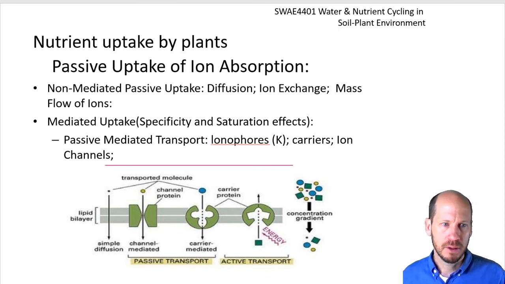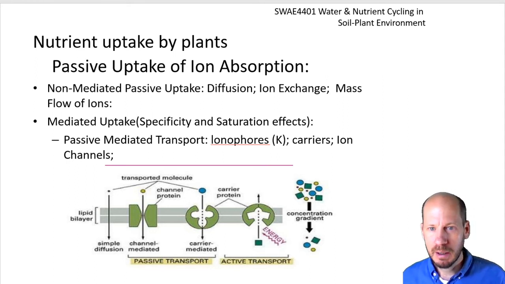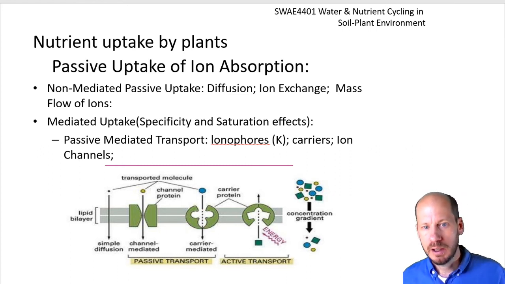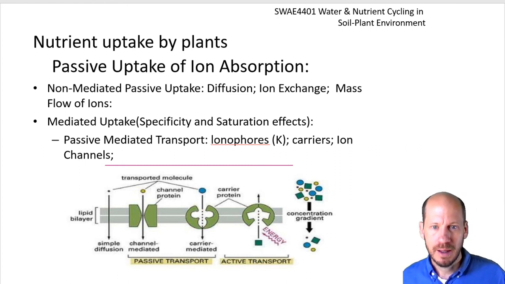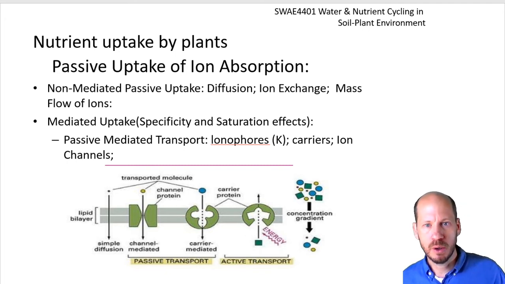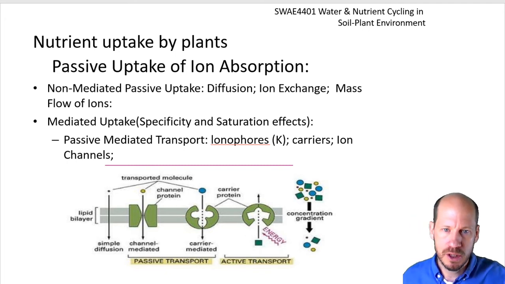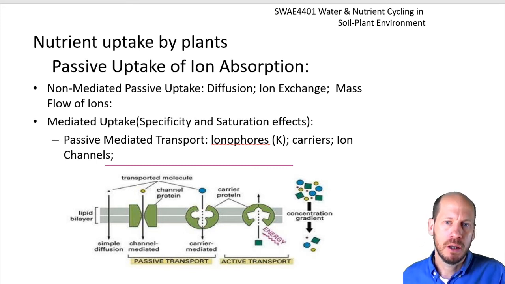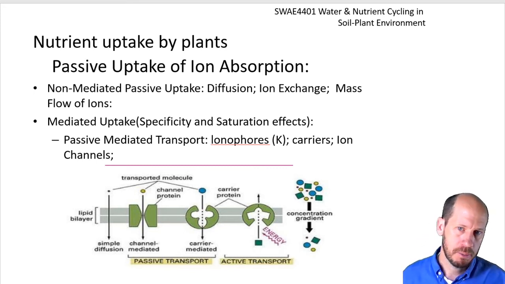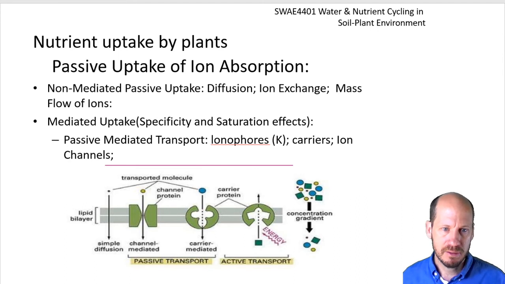So we have two types of uptake. We have passive and active uptake. In passive uptake, the nutrients will come inside the cell and they will be moving with the water. It will come in favor of the electrochemical gradient. So if the concentration is high on one side and low on the other side, it will move along that concentration gradient and move inside the plant tissue. So this is passive uptake.